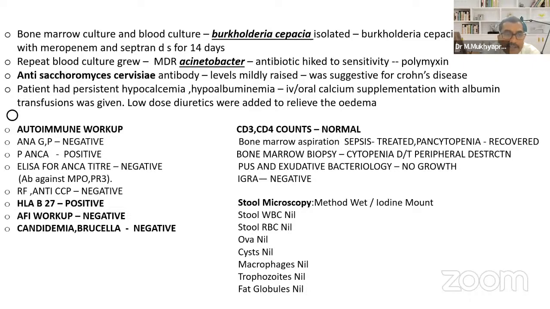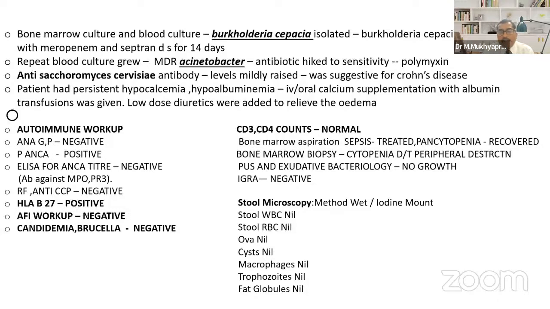Meanwhile, we thought there might be any other autoimmune disease. ANA global profile was sent. It was negative. ANCA was mildly positive, but when we sent a titer, it was negative. RA factor, anti-CCP were negative. HLA-B27 was sent because he had some backache, and that was positive. Fever workup for all the tropical fevers, leptospirosis, scrub typhus, all those things were negative, because he was in 2-3 hospitals. Candida was sent, that was also negative.